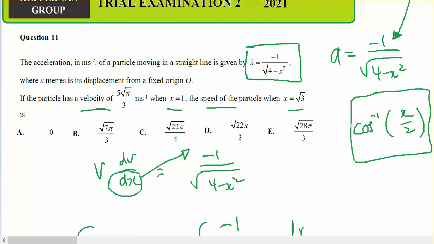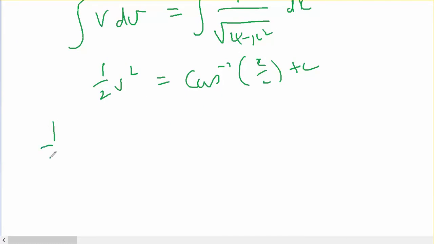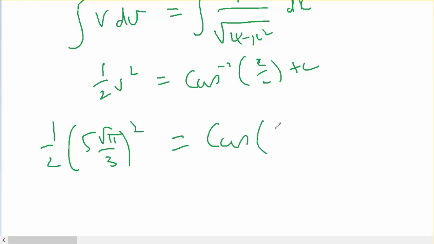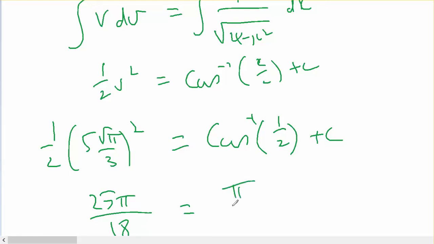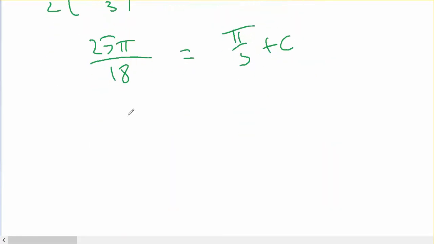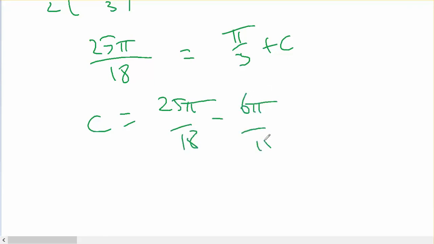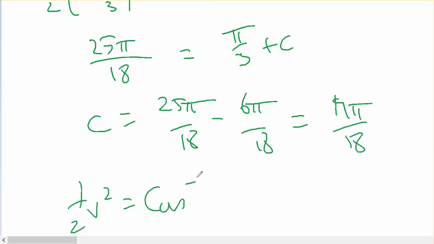and I know that when x equals 1, v equals 5 root pi on 3. So we've got a half times 5 root pi on 3 squared equals the inverse cosine of 1/2 plus c. So that gives me a half times 25 pi on 9, times 2 is 18, equals pi on 3 plus c. Therefore c equals 25 pi on 18 minus pi on 3. So 6 pi on 18 equals 19 pi on 18. So a half v squared equals the inverse cosine of x on 2 plus 19 pi on 18.